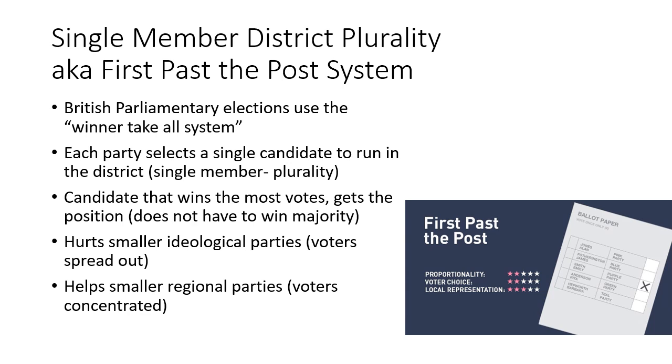As you are going to see, this helps the two dominant parties, Labor and Conservative, because it concentrates their votes, okay? It also helps smaller regional parties, such as the Scottish National Party, because it concentrates their votes. It hurts smaller ideological parties because it spreads their votes out. You are going to see that this affects parties such as the Liberal Democrats. There's a Green Party. We're going to go through all of those different ones. But we just have to be aware of what kind of parties the system helps and what kind of parties the system hurts.